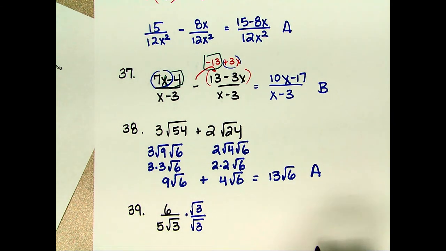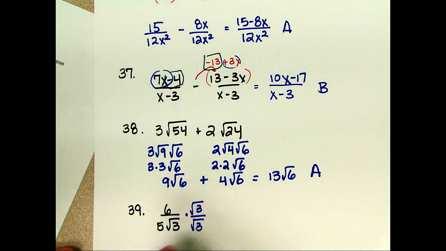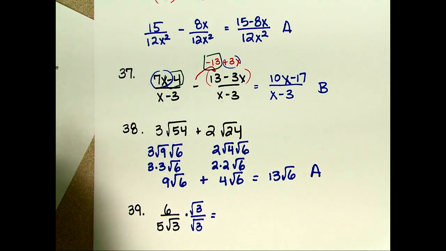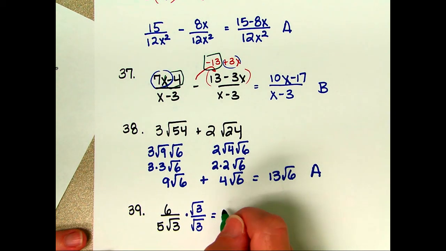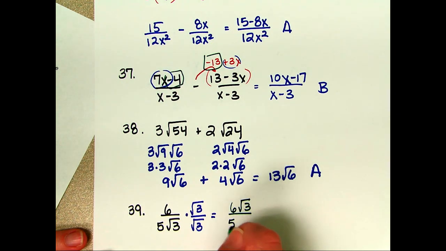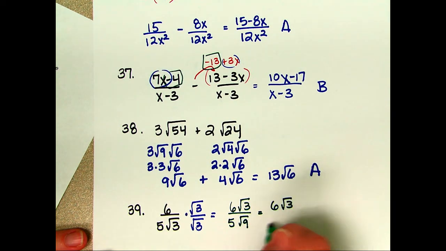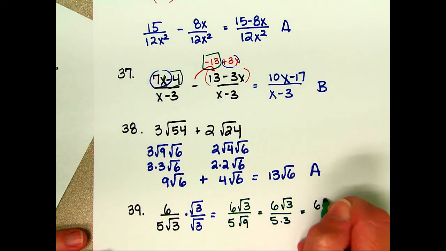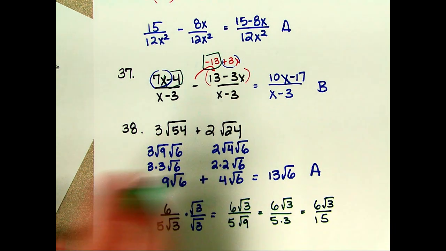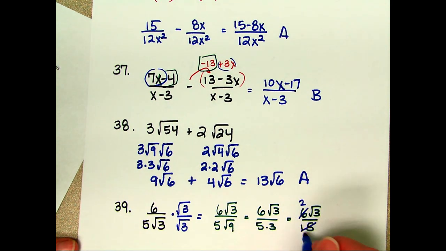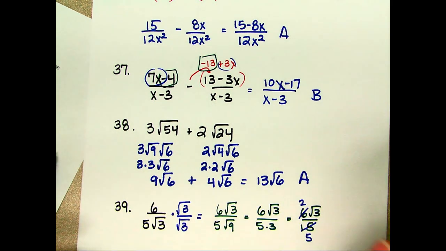So square root of 3 over square root of 3, the numerator becomes 6 square root of 3. The denominator becomes 5 times the square root of 9, so 6 radical 3 over 5 times 3, which is 6 radical 3 over 15. We can now simplify. 3 goes into 6 2 times, 3 goes into 15 5 times. The answer is 2 radical 3 all over 5. The answer for 39 is E.